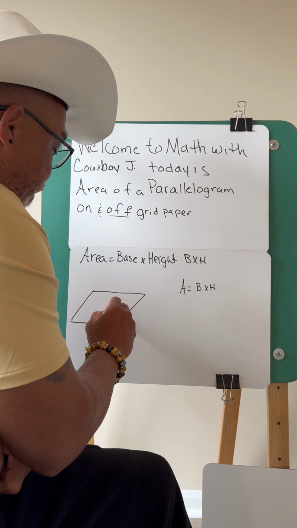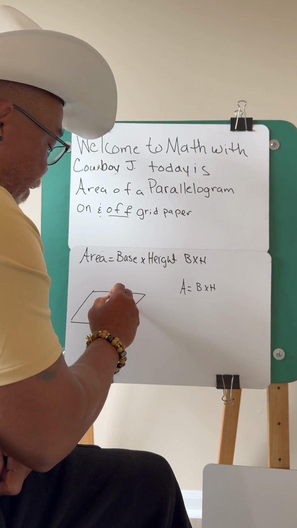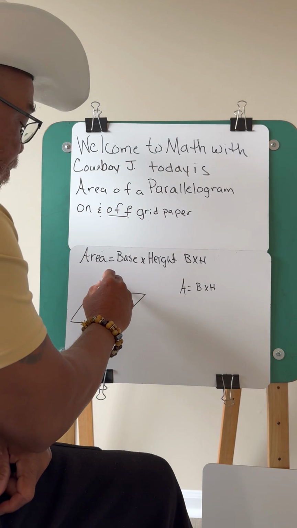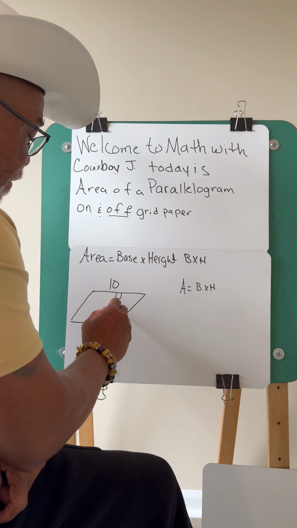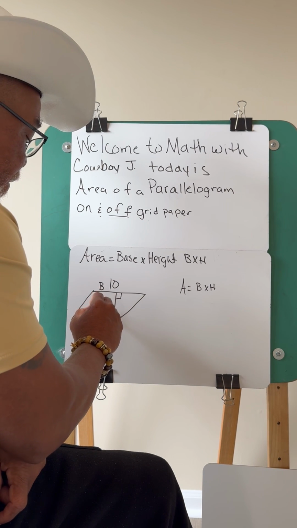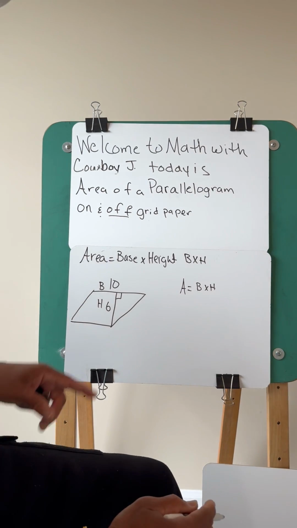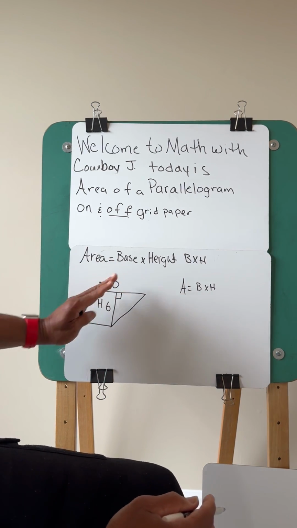Our vertical line will be this way. And the base and the height, when they meet together, give you a 90-degree angle. So this could be my base of 10 and my height of 6. Base, height. And again, the height would be the vertical line, not the slanted lines.